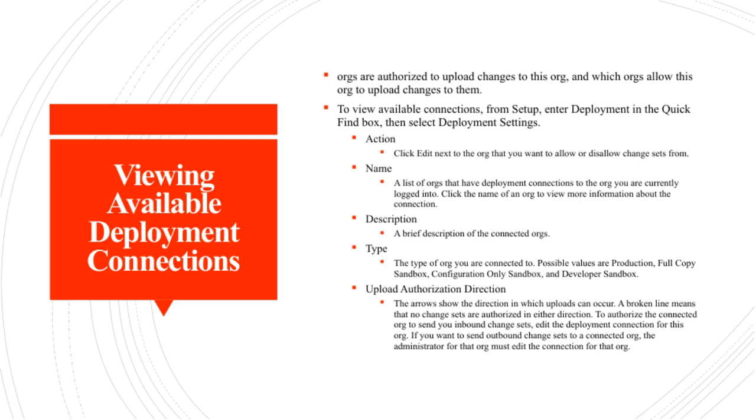Now, the upload authorization direction is particularly important. You'll see arrows indicating which way change sets can flow. A solid arrow means uploads are permitted in that direction, while a broken line indicates no change sets are authorized either way. If you want to allow the connected org to send inbound change sets, you'll need to edit the deployment connection accordingly. Conversely, if you want to send outbound change sets, the admin on the other org must make that change.